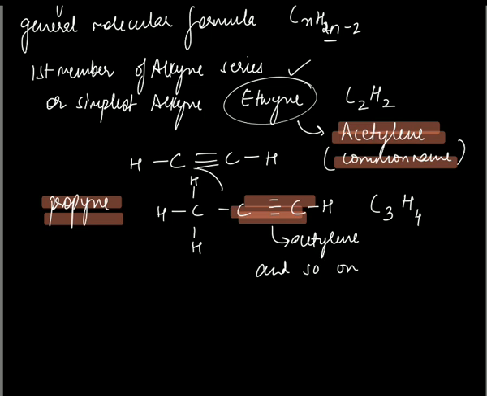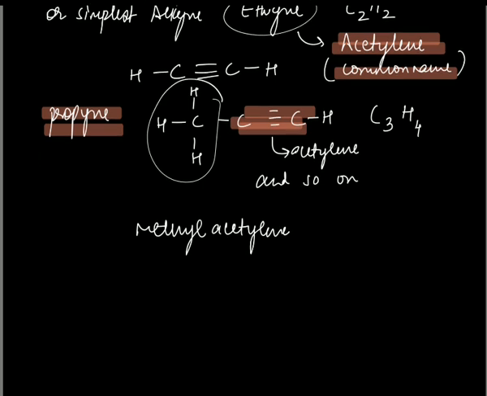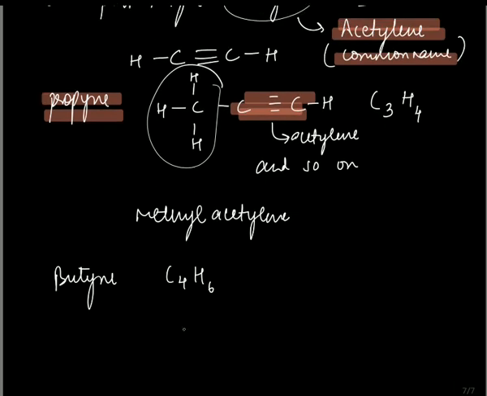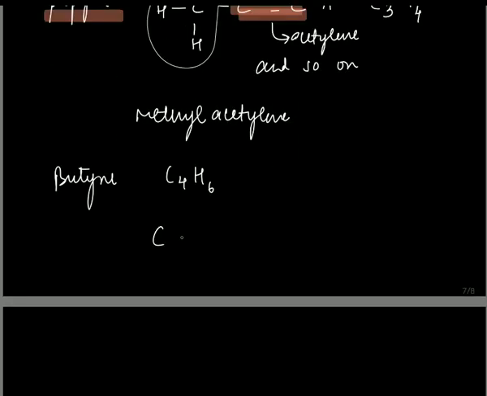So this will be called methyl. Now I'll be discussing what alkyl is. So this will be called methyl acetylene. I'll take one more example. If you have butyne, butyne is C4H6. So 4 carbons, with a triple bond over here.